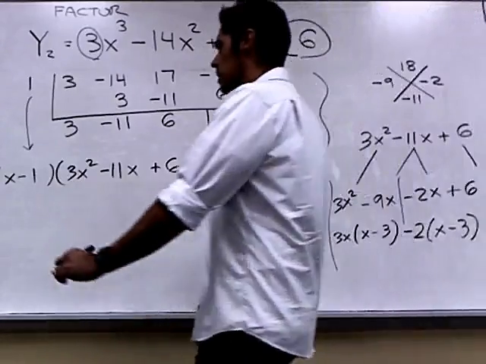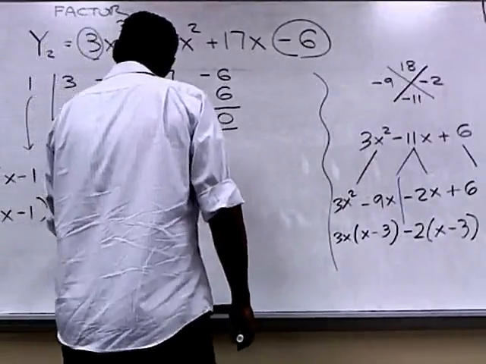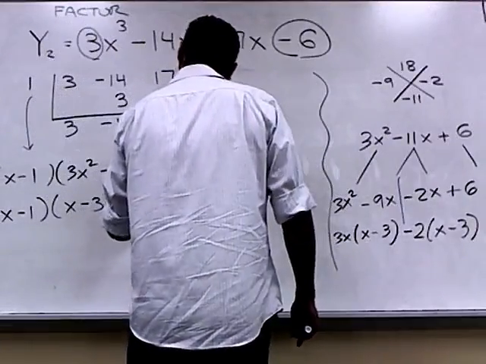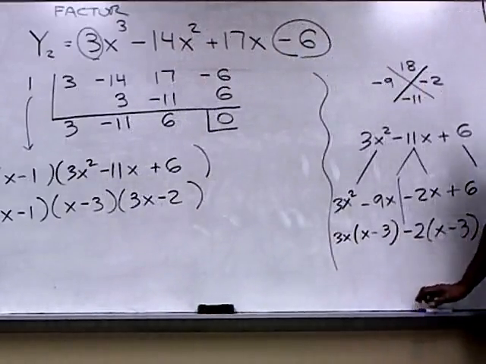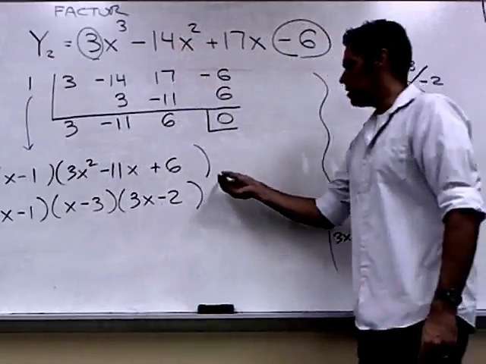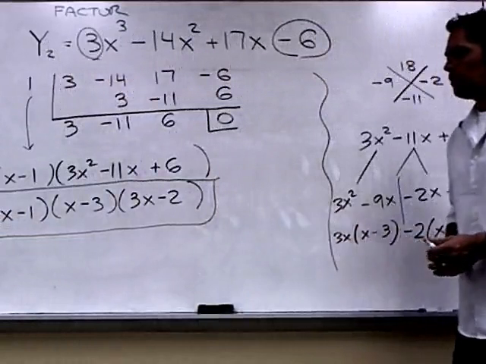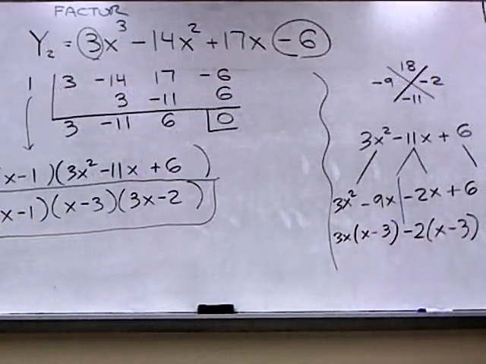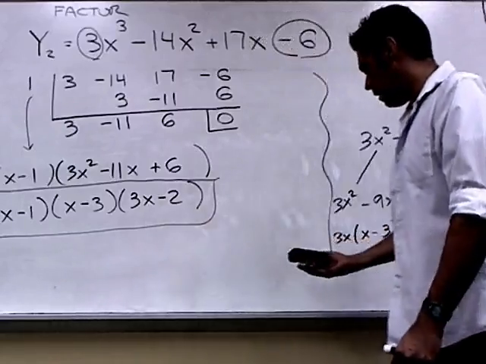So that would come back over here. X minus 3 times 3x minus 2. And are we done? Yes, those are all linear. So this is it. All right.